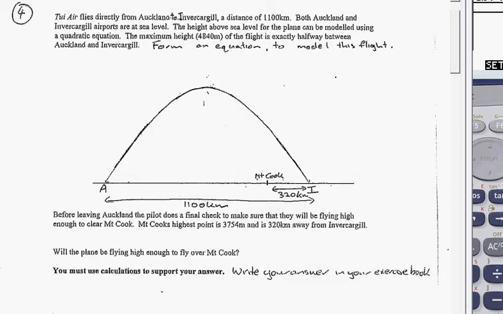Right, another practical application of using parabolas and finding the equation of them. You can pause and read through the question if you like. We've got an aeroplane taking off from Auckland and it's flying in a parabolic shape across to Invercargill, a distance of 1100 kilometres away. We're told that the maximum height of the flight is 4840.